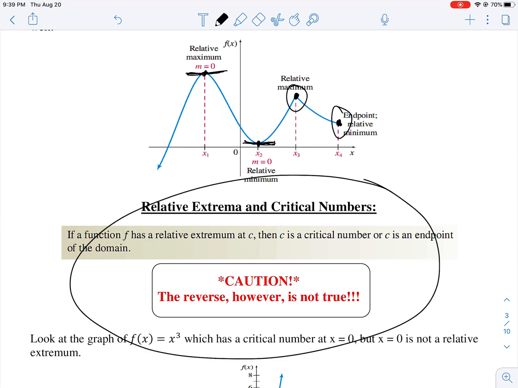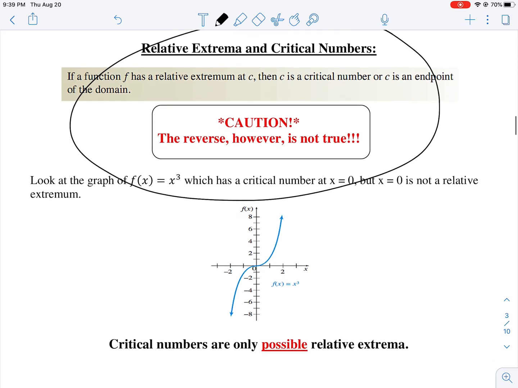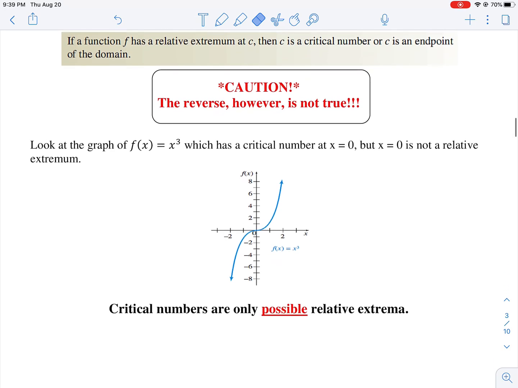And that's kind of what this section is saying right here. If I have a relative extrema, if you know it's a maximum or a minimum, then there has to be a critical number there, or it's an endpoint. But the converse isn't necessarily true. The reverse isn't necessarily true. Just because I have a critical number, my derivative equals 0 or doesn't exist, doesn't always mean it's going to be a maximum or minimum.